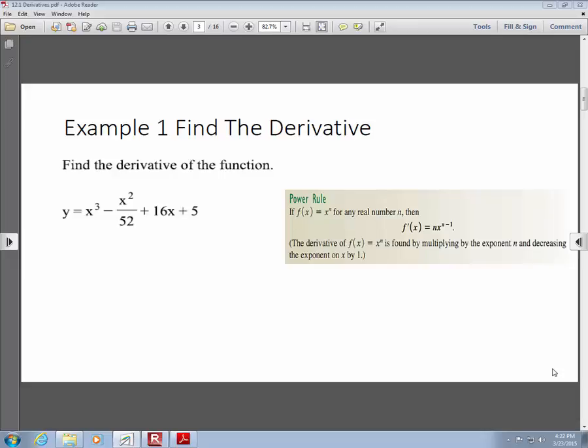What are we going to do with that 2? We're going to drop that 2 down. So we're going to multiply this. So this 2 is going to be multiplied.